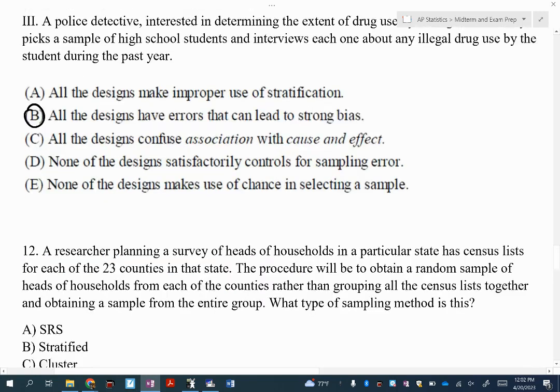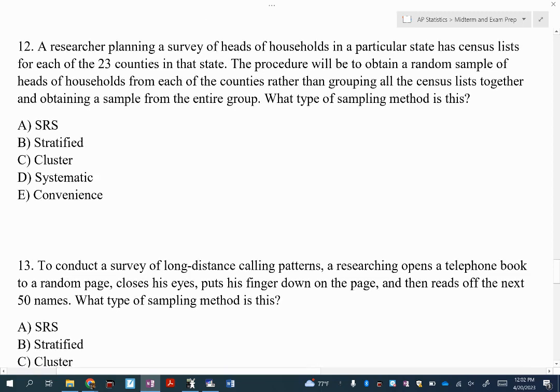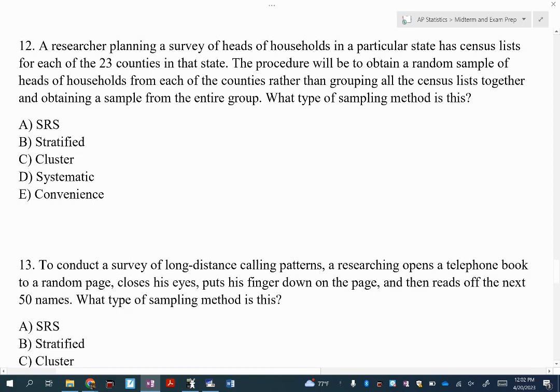All right, let's do 12. A researcher planning a survey of heads of households in a particular state has census lists for each of the 23 counties in that state. Do you guys remember the word census? There's like a list of everyone, like a census of this school would be every student that attends the school. The procedure will be to obtain a random sample of heads of households from each of the counties rather than grouping all the census lists together and obtaining a sample from the entire group.